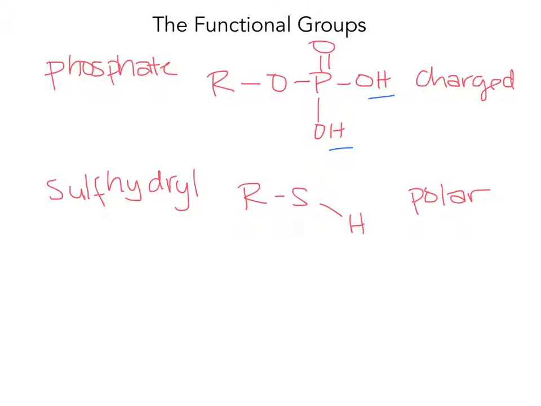Finally, last but not least, we have the sulfhydryl group, which has a sulfur attached. And this functional group is polar. In fact, this functional group is really important for forming crosslinks. If you have two SH groups, they can interact with each other, and the sulfurs will bind each other and lose the hydrogen, and this forms the cross linkage, which is used to stabilize proteins.